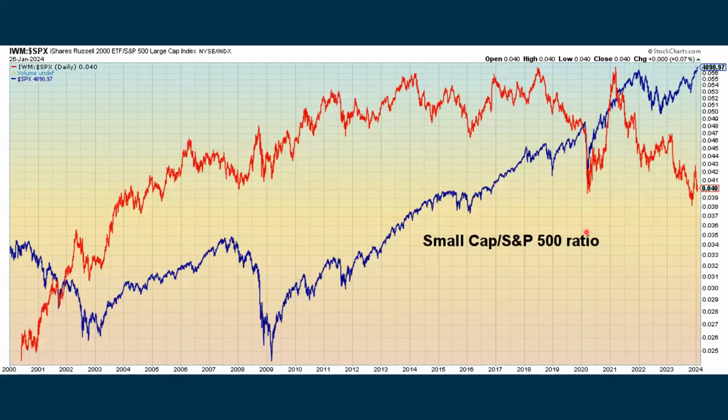We keep an eye on the small caps, and that's the red line here. When this is going up, that means the small caps are outperforming. When this is going down, that means the small caps are underperforming. And it's been pretty frustrating.